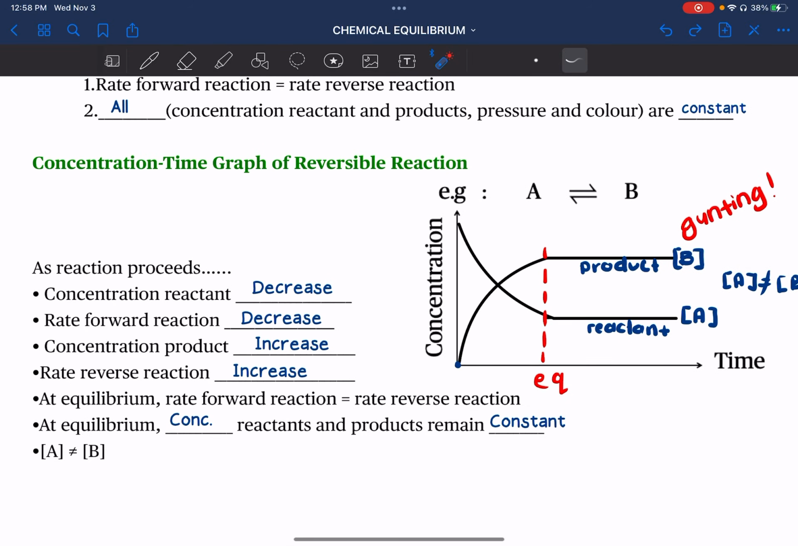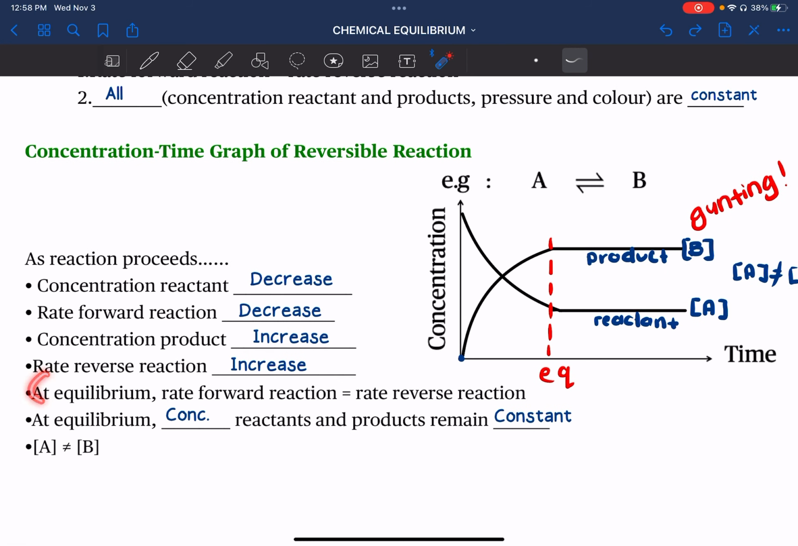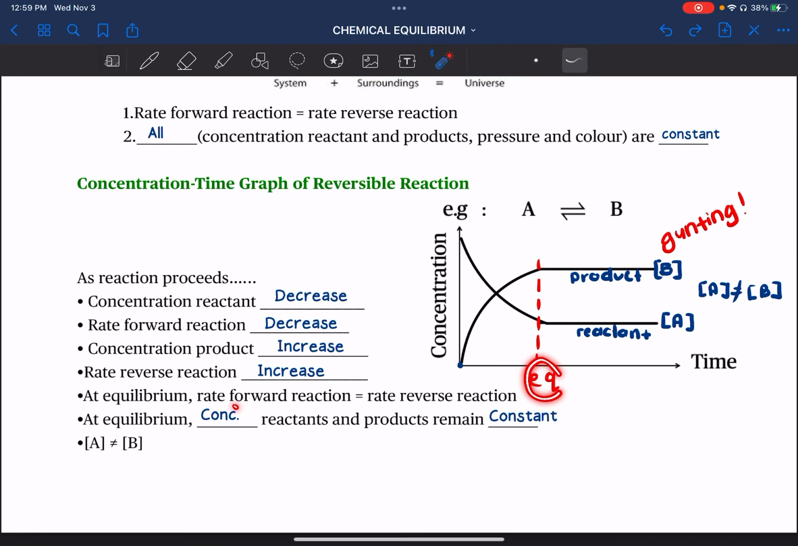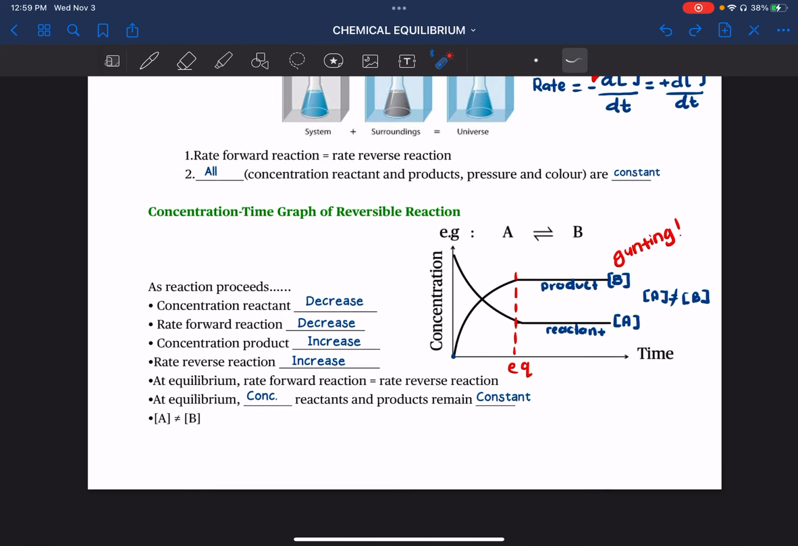Okay, so when that happens, concentration product pula at the same time dia bertambah. Bila concentration bertambah, rate of reverse dia bertambah sebab ada banyak produk untuk hasilkan reactant semula. Okay, so at equilibrium, rate of forward reaction sama dengan rate of reverse reaction. And at equilibrium, kat sini lah, concentration of reactant and product remain constant. Bukan remains the same, remains constant. But concentration of A is not equals to B.